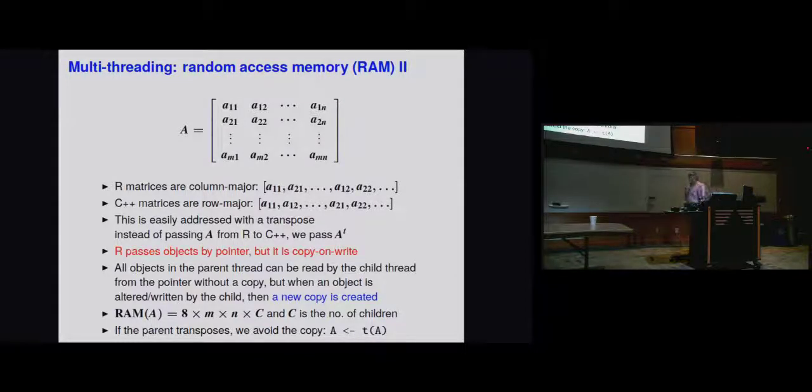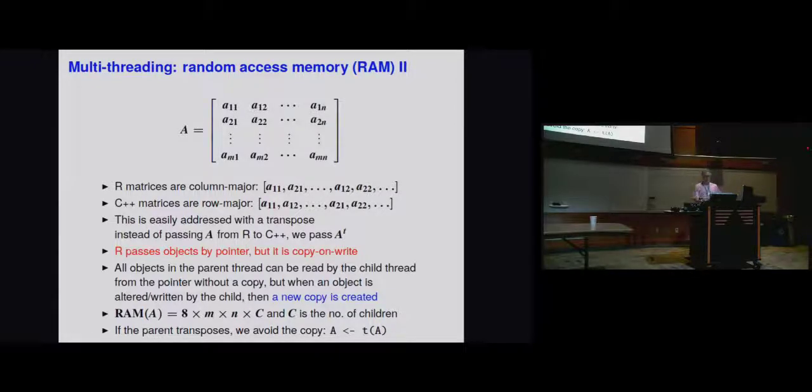R matrices are column major. At the time that R came out, or I should say S, R is a descendant of S. When S first came out in the early 70s, C existed, but nobody was really using C for linear algebra. It was all in Fortran for the most part. So S and R are considered column major, which is the way Fortran does it, and C and C++ are row major.